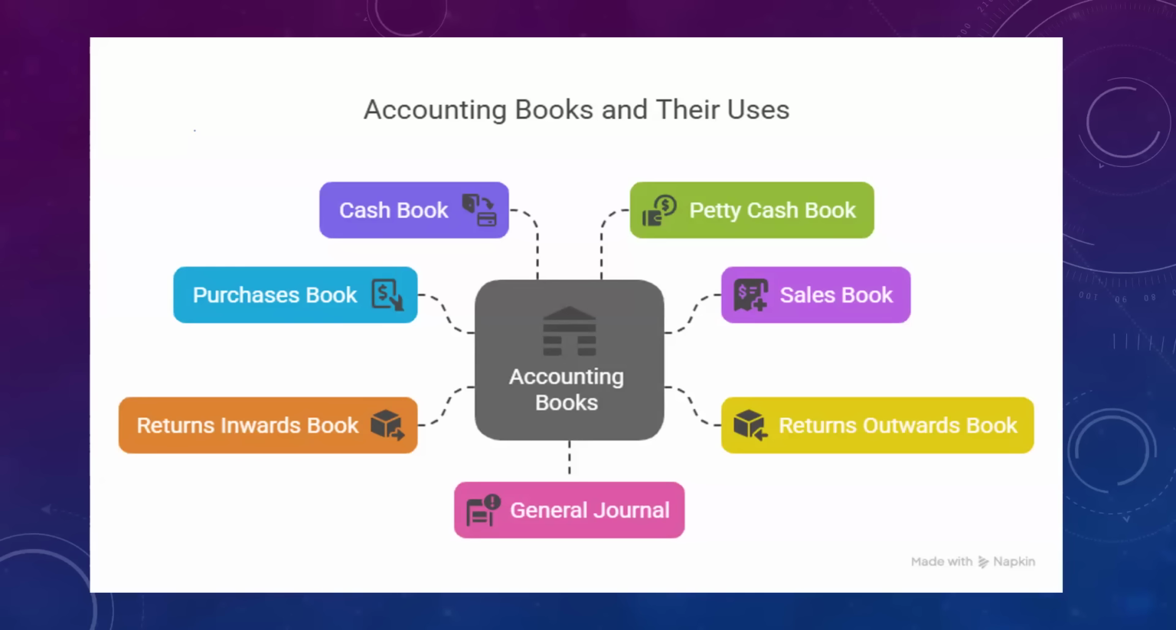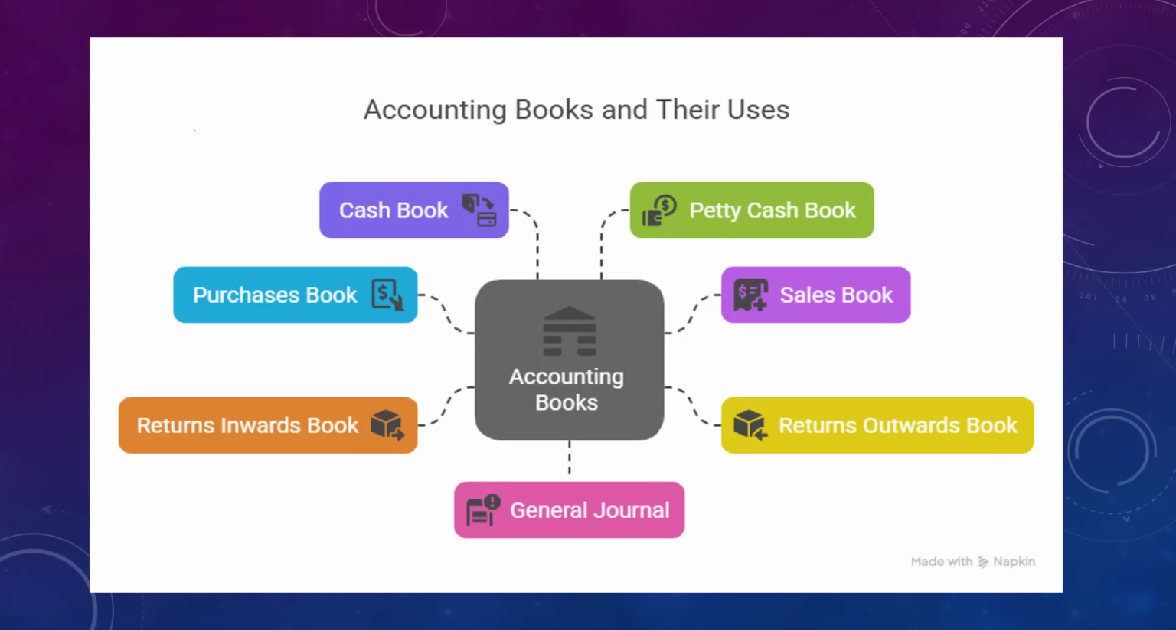Now, I want you to take note of something very important. For the sales book, we said goods sold on credit. For the purchases book, we said goods purchased on credit. Return inwards book, we said goods returned by customers. Return outwards book, we said goods returned to suppliers.